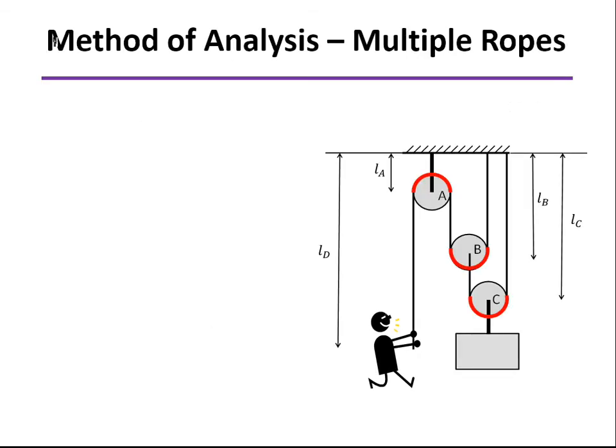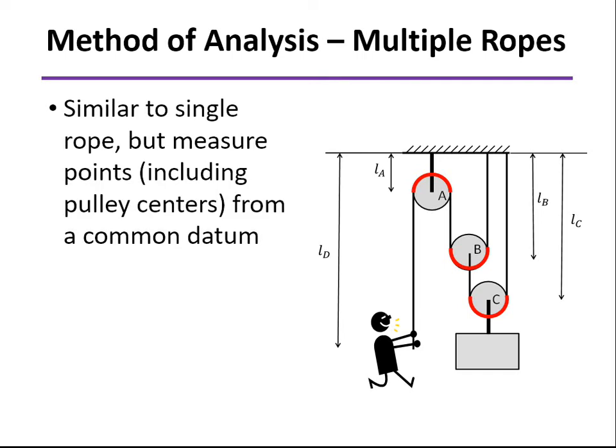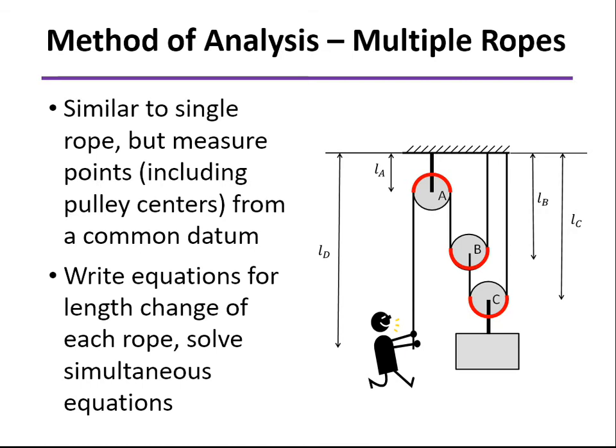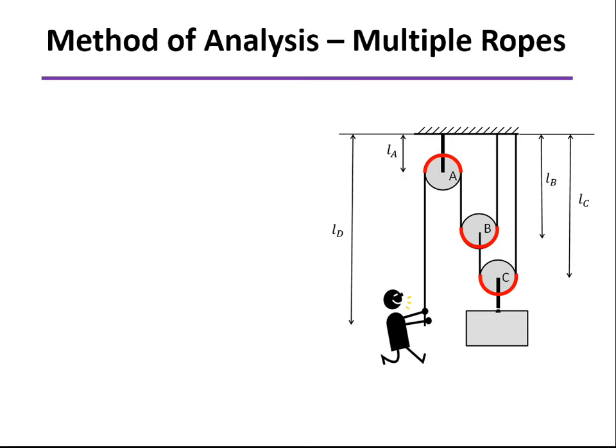Now when you have multiple ropes, the procedure is similar, but a little different in that we like to measure everything, including the centers of the pulleys, from a common datum, that is the top surface here, which is not moving. You can see I've labeled those pulleys A, B, and C, and the length down to where the guy is pulling it is called L_D.